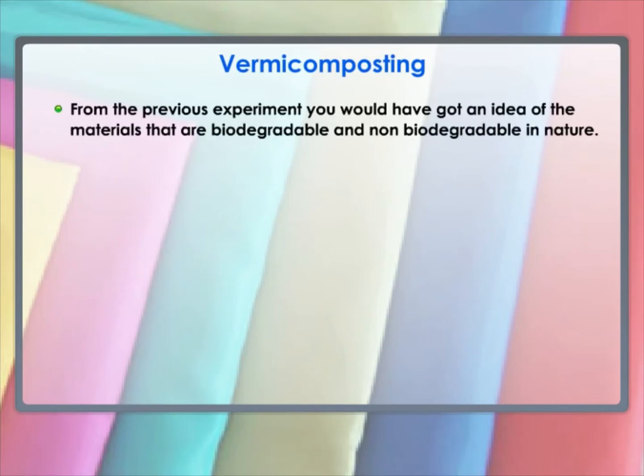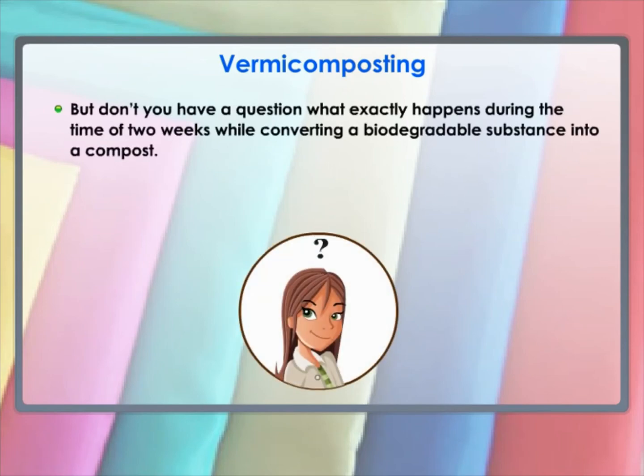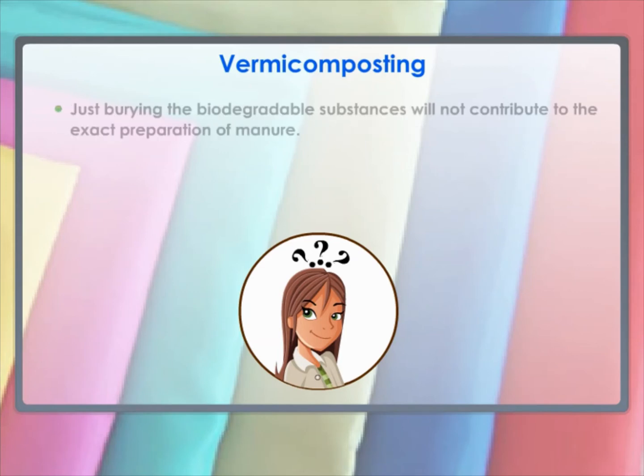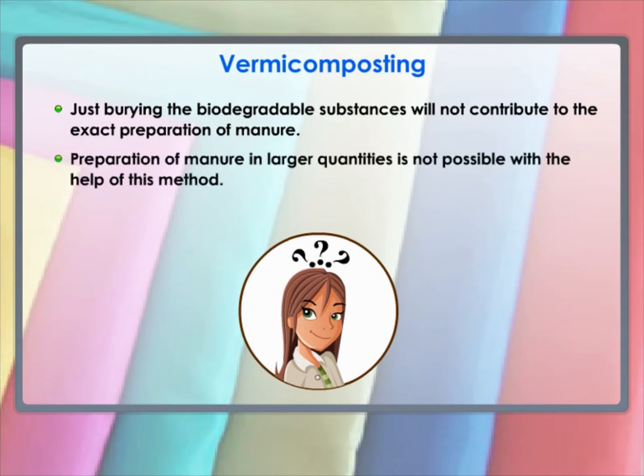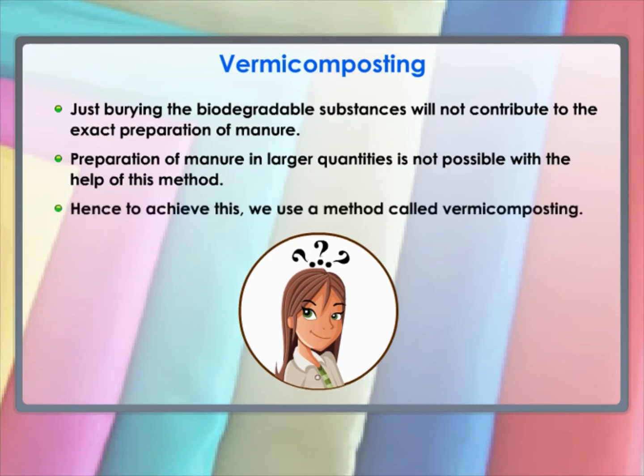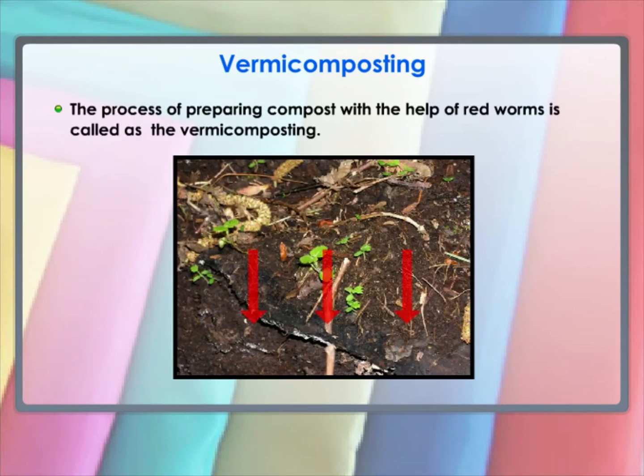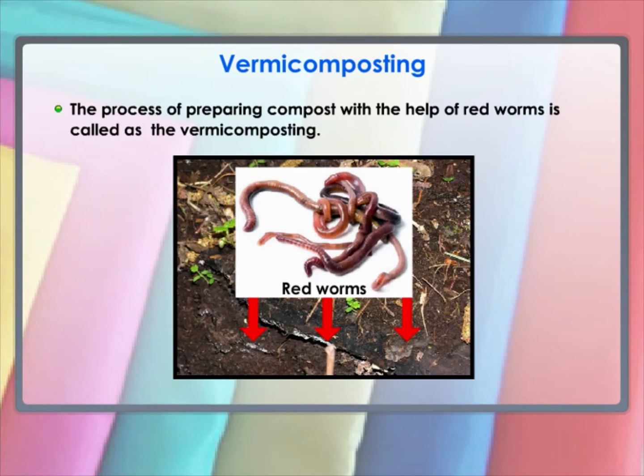Vermicomposting. From the previous experiment, you would have got an idea of the materials that are biodegradable and non-biodegradable in nature. But don't you have a question: what exactly happens during the 2 weeks while converting a biodegradable substance into compost? Just burying the biodegradable substances will not contribute to the exact preparation of manure. Preparation of manure in larger quantities is not possible with this method. Hence, to achieve this, we use a method called vermicomposting. The process of preparing compost with the help of red worms is called vermicomposting.